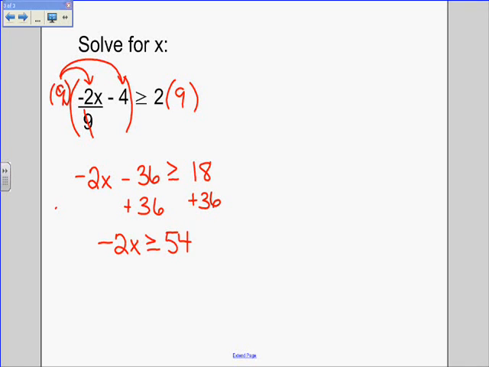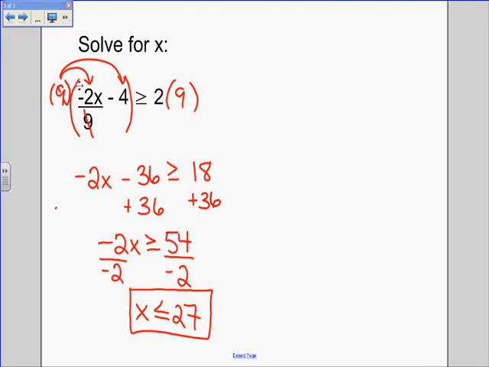Now here I need to be very careful because I'm dividing by a negative 2 on both sides. So my final answer turns out to be x is less than or equal to 27. And that's our second example for the day.